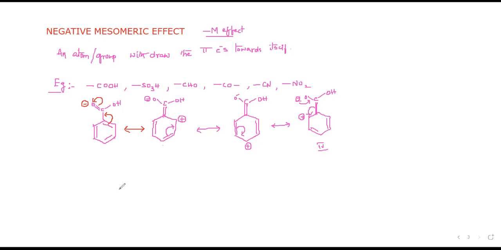In negative mesomeric effect, the benzene ring acquires what charge? The benzene ring has a positive charge. So the benzene ring has lost its electron towards the group. Then these groups are called benzene ring deactivators.